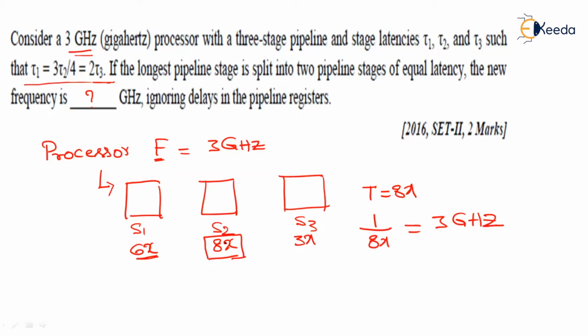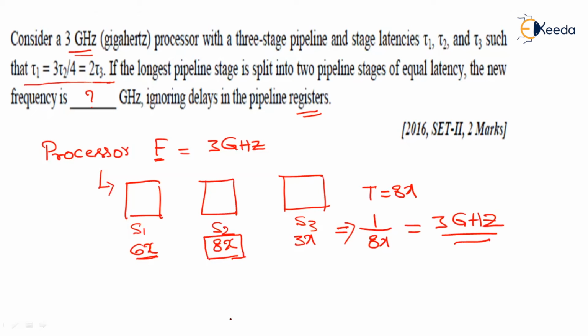Since stage 2 holds the maximum stage delay, 1 by the maximum stage delay will be equal to the frequency, because the pipeline time will always be equal to the maximum stage delay. You know the formula for TP? TP is equal to max stage delay plus max register delay. The register delay is ignored here, so only stage delay needs to be considered, that is 8x. Fine. 1 by 8x is equal to 3 gigahertz for the first pipeline processor.